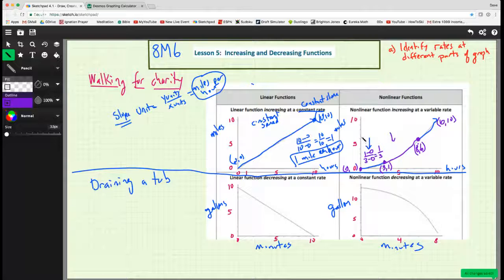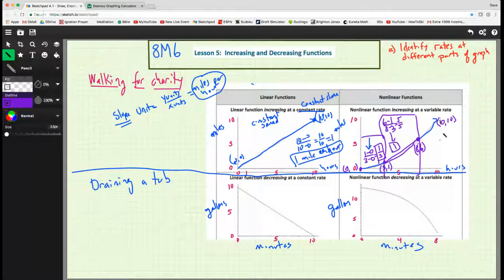So that's our slope for the first part. Now our slope for the second part is going to be 6 minus 1 over 8 minus 3. So that's 5 over 5. So here our slope is 1. Our average slope in here is about 1. It's not constant 1, but it's about 1, it's 1 on average.